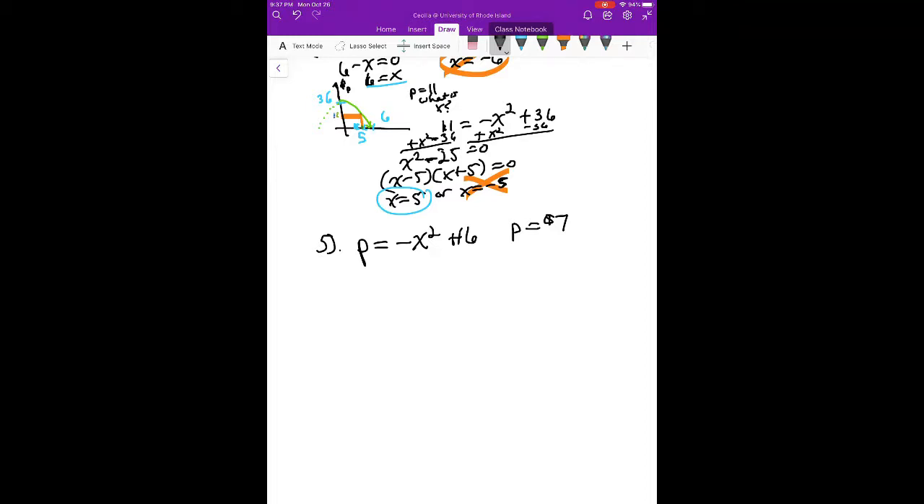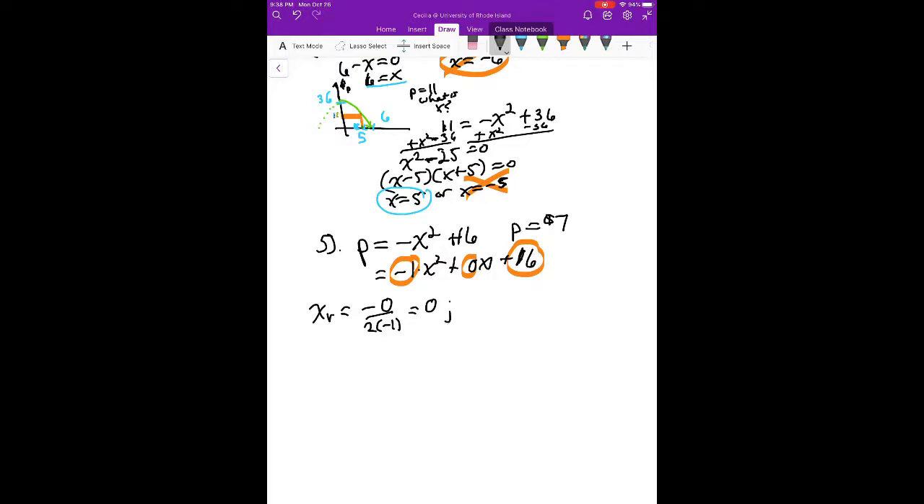Okay, so the first thing we're going to need to do is graph this. And once again, we have the same situation. We have a negative 1x squared plus a 0x plus a 16. So our A is negative 1, our B is a 0, and our C is the 16. To find the vertex, we're going to set x to negative B, which is negative 0, over 2 times negative 1, which is all just 0.